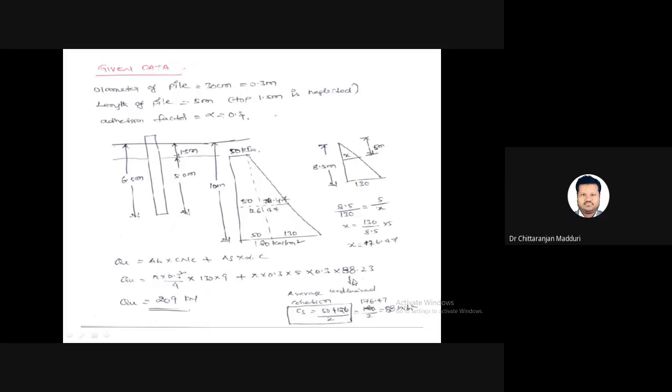Next, average undrained cohesion. So at the top, undrained cohesion is equal to 50. At the bottom of the pile, undrained cohesion is equal to 130. So 50 plus 130 by 2 equal to, you will get 90. So by substituting all these values in this equation, we will get ultimate load carrying capacity is equal to 209 kilonewtons. So these three are the models in clay soil.